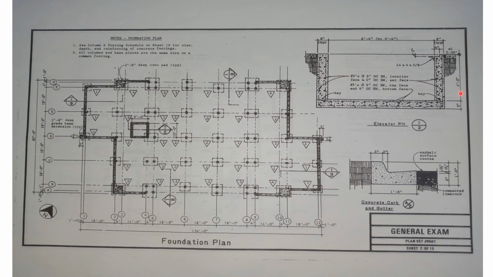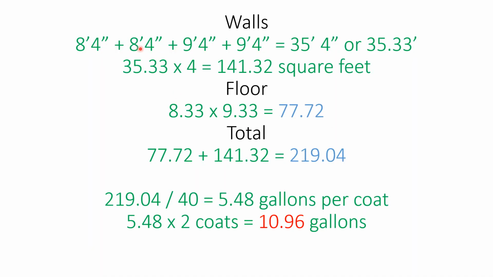Then we have to multiply it times our height, all right? And that's going to give us our square feet of wall. And then you have to do the floor. Once again, it's interior, so it's 8'4" by 9'4", and then that's going to give us our square feet of floor, and then we just have to crunch some numbers at that point. Okay, 8'4" plus 8'4" plus 9'4" plus 9'4" equals 35 feet 4 inches, or 35.33 feet. Okay, times 4, which is the height of the walls, so we get for the walls 141.32 square feet.